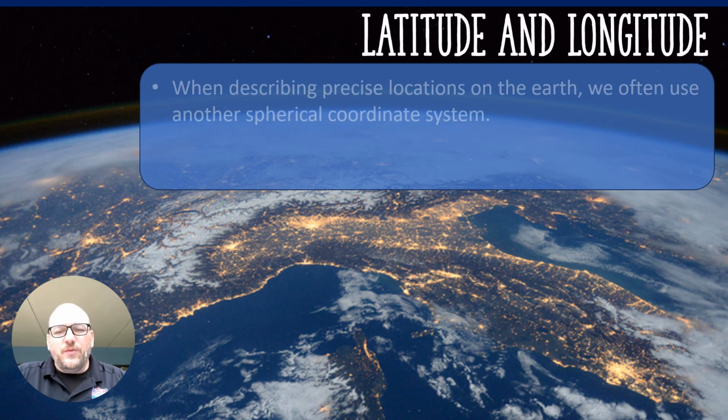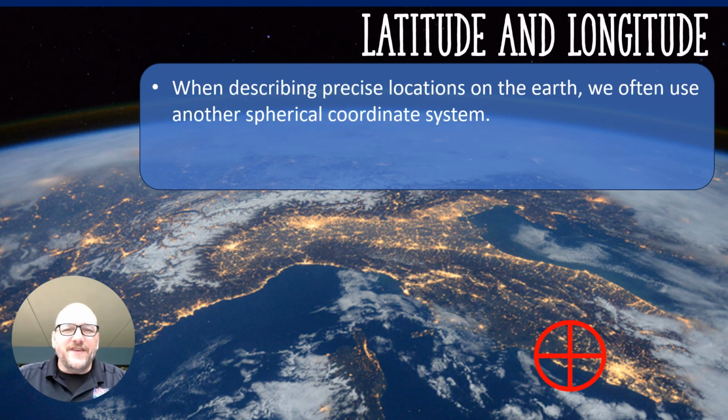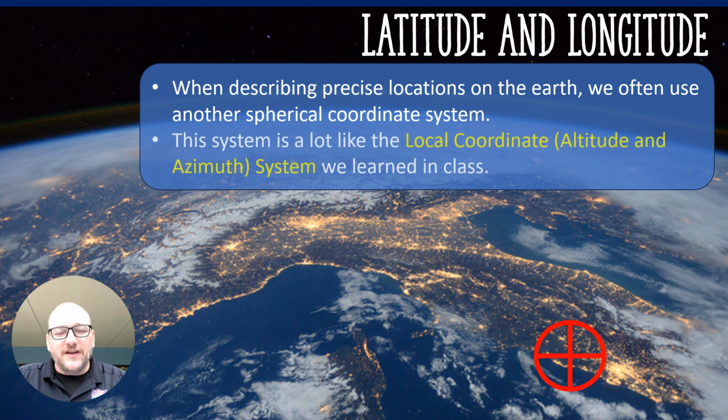So here's the deal. When you want to talk about your location on the Earth, it's nice to say, I'm in San Diego, but it's sure a lot more helpful to be able to describe exactly where you are. And we have a quantitative system to do that that's very similar to the local horizon system that talks about latitude and longitude as the two different coordinates that give us a location on the Earth. So let's go ahead and talk about latitude and longitude.